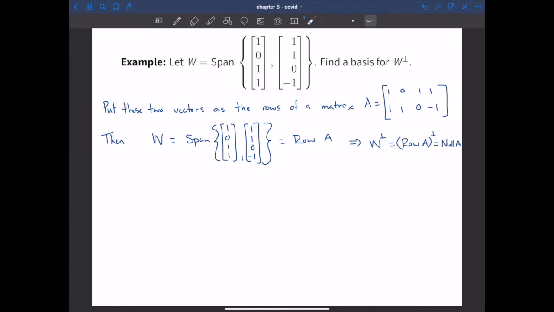So in other words, the original question we were asked was to find a basis for W perp. What we've done is we've converted this into a question about finding a basis for the null space of A. And we definitely know how to do that. So let's go ahead and do that. Let's take our matrix A, 1, 0, 1, 1. We're going to row reduce. And when we row reduce, we get 1, 0.